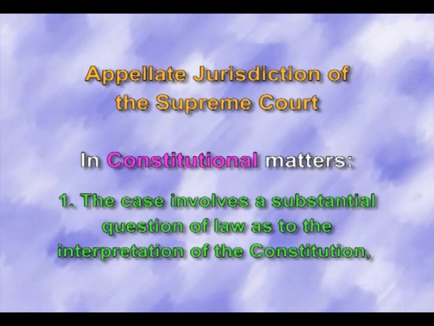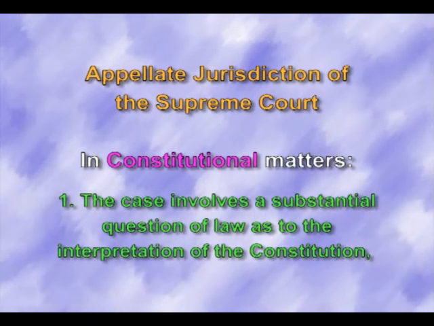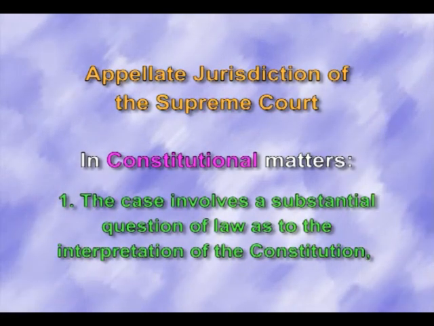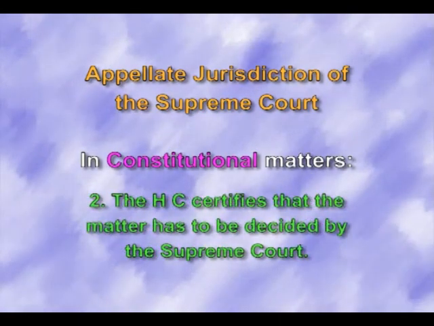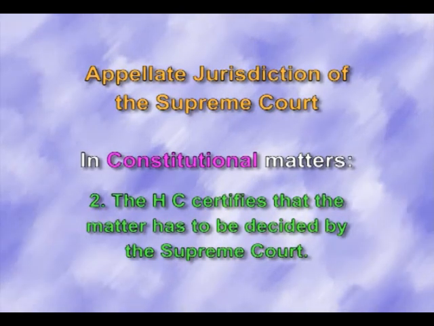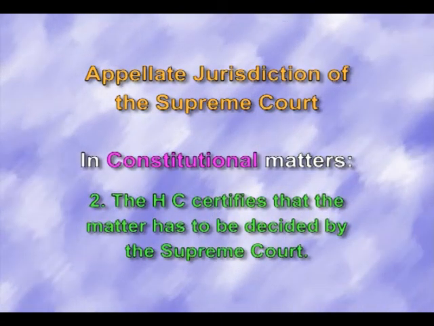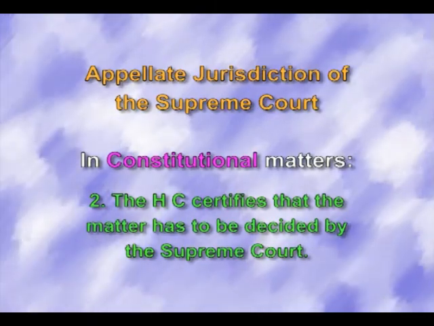While analyzing the Supreme Court's appellate jurisdiction in constitutional matters, it must be pointed out that two conditions must be fulfilled here. One, the case involves a substantial question of law as to the interpretation of the Constitution. Two, the High Court certifies that the matter has to be decided by the Supreme Court. This is the Supreme Court's appellate jurisdiction in constitutional matters.